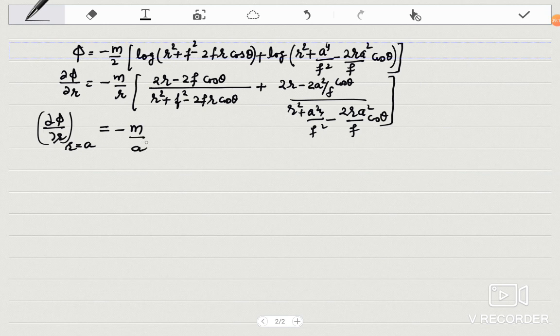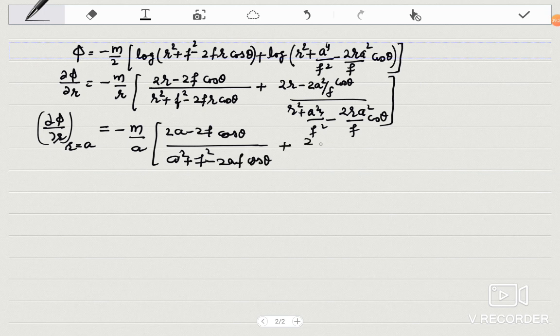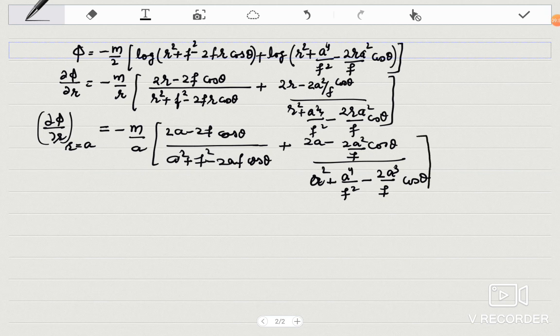You simply put a: twice a minus twice f cos theta over a square plus f square minus twice a f cos theta, plus twice a minus twice a square upon f cos theta over a square plus a to the power 4 upon f square minus twice a cube upon f cos theta. And after solving by taking LCM and all, you will get minus delta phi by delta r at r equal to a is equal to m upon a.